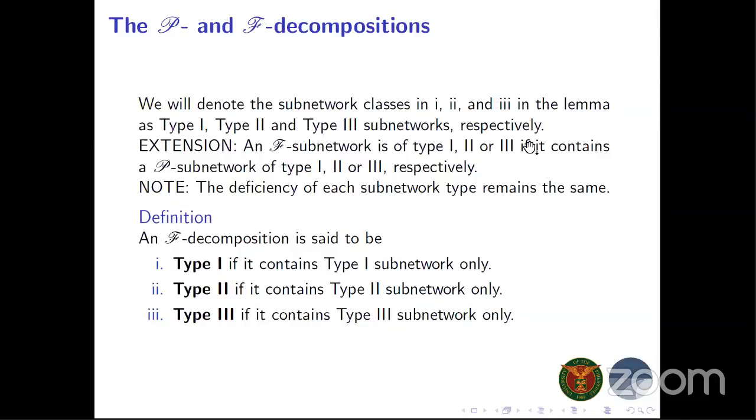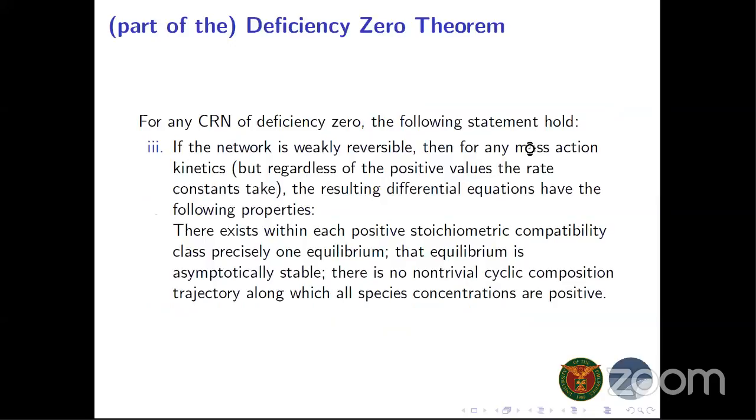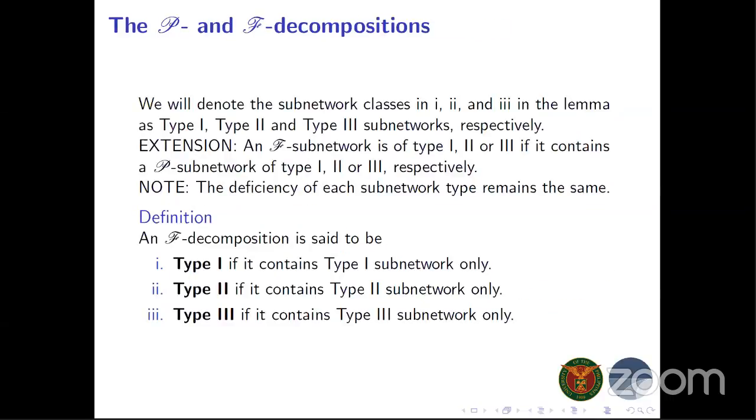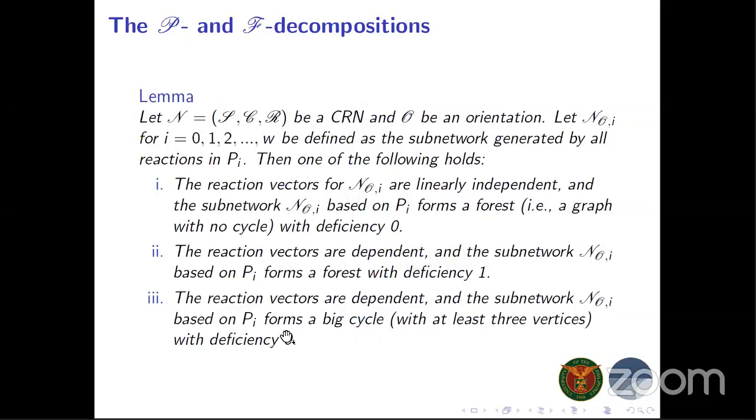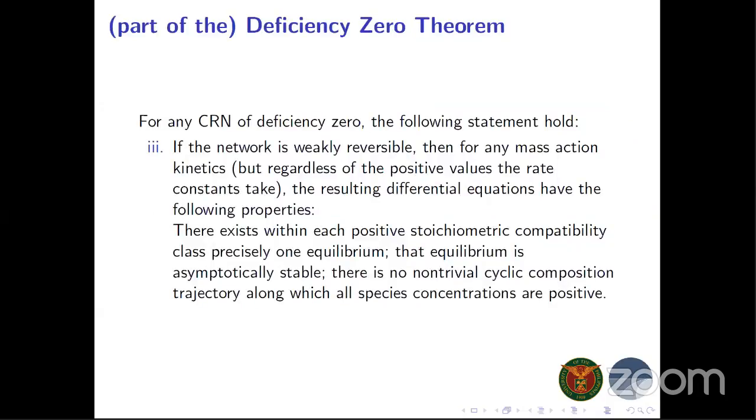We now go to this deficiency 0 and deficiency 1 theorem. Now, a while ago, we noted that under the P decomposition, you have subnetworks of deficiency either 0 or 1. So there are deficiency 0 and deficiency 1 theorems. So we're going to consider these theorems. So this is just a part of the deficiency 0 theorem. Of course, a CRN has deficiency 0. So the statement holds.